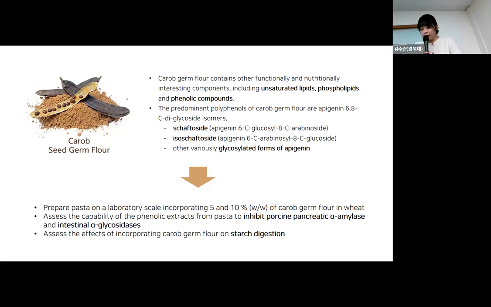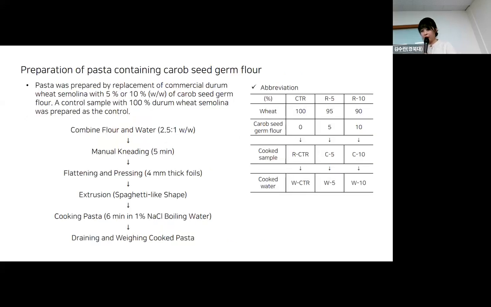So in this study, they prepared the pasta on the laboratory scale, incorporating 5 and 10% of carob flour in wheat flour, and assessed the capability of phenol extract from pasta to inhibit porcine pancreatic alpha amylase and intestinal alpha glucosidase, and the effect of incorporating carob flour on the starch digestion. So this is the preparation of pasta.